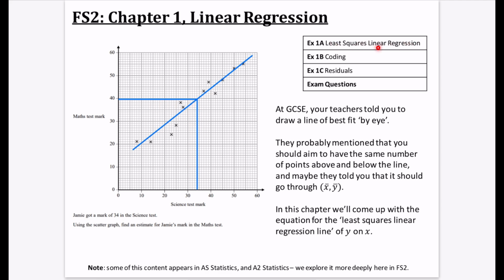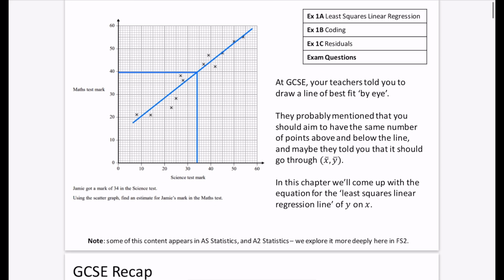So I'll take you through the least squares linear regression. That's literally just finding a line of best fit. Then a tiny little bit on coding, and then something to do with residuals as well. And then, of course, we always finish up every playlist with some stuff on exam questions.